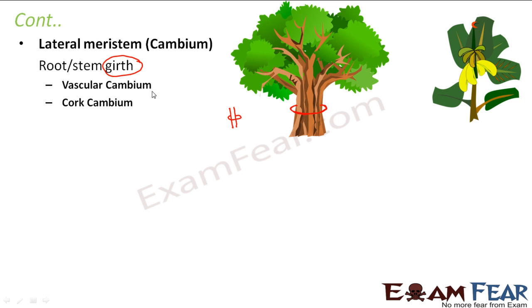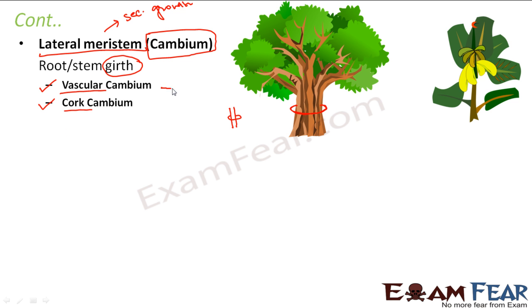Now in lateral meristem also we have two types. There is another name for lateral meristem, which is cambium. The lateral meristem is also known as cambium. So this lateral meristem is actually handling the secondary growth, right? There are two types of lateral meristem: one is vascular cambium and the other one is cork cambium. At this level we will not get into the detail of vascular cambium and cork cambium, but I'd just like to mention what the difference between them is.